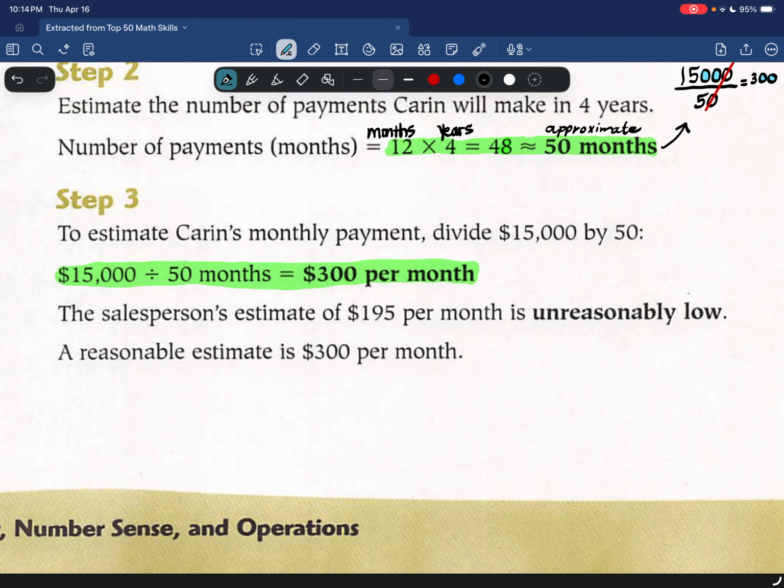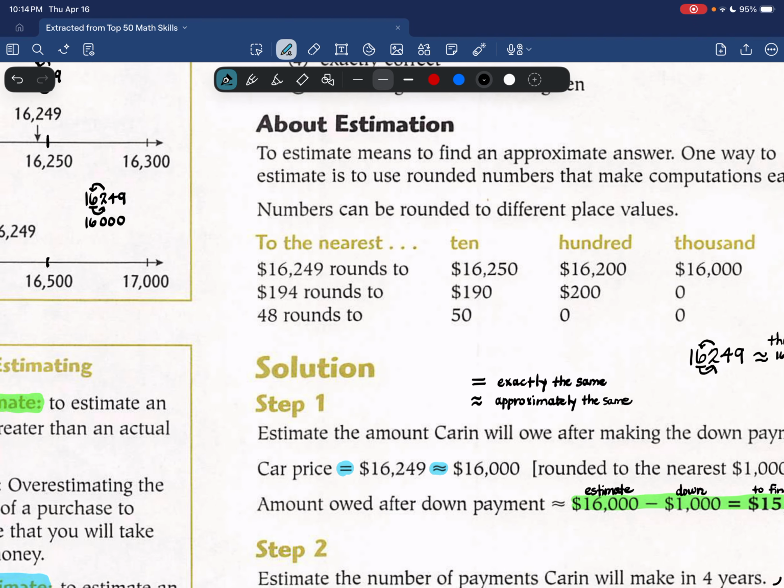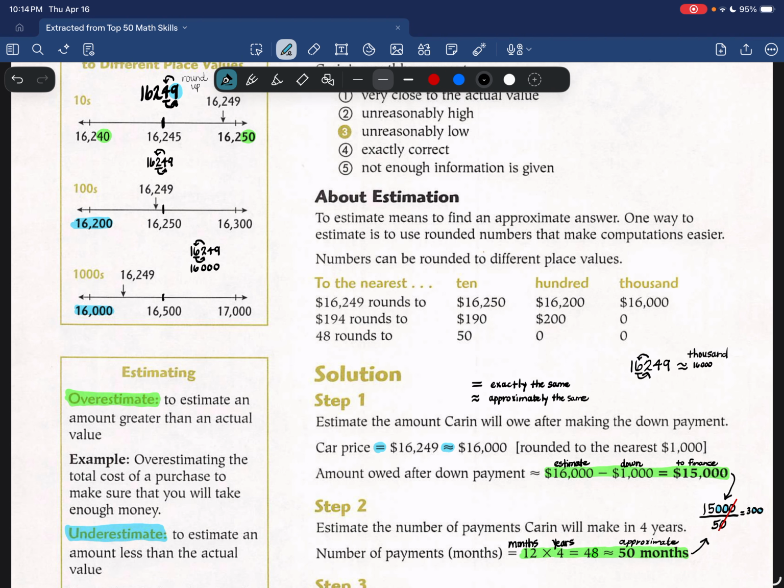So they have underestimated the amount Karen would have to pay. So I hope Karen did not take that deal without knowing the math herself. This is why it pays to know your math. Going to buy a car, you need to know how to do the math, because they will take advantage of you if you don't know how to do the math. Percentages are incredibly important.